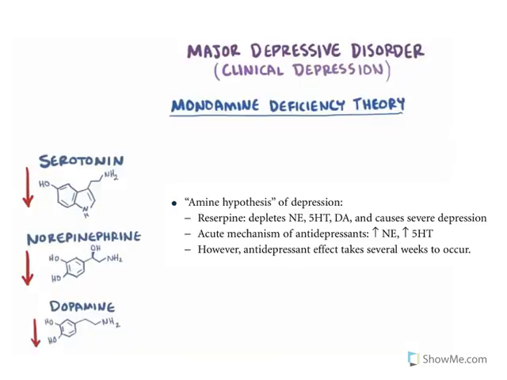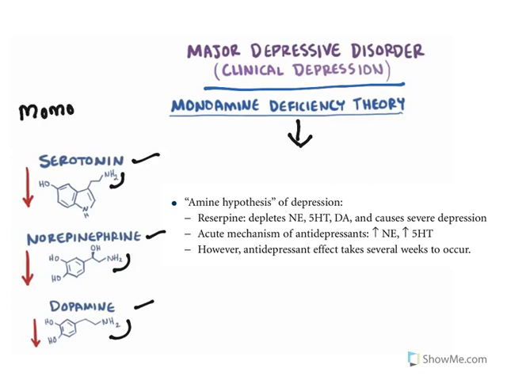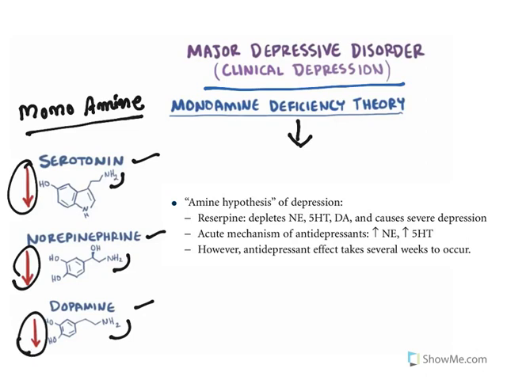Now let us understand the pathophysiology of depression. When you see the pathophysiology of major depressive disorder, there is a theory which explains depression. It is called the monoamine deficiency theory. In the brain we have certain neurotransmitters which contain a single amine group in their structure, like serotonin, norepinephrine, dopamine. These neurotransmitters are called monoamine neurotransmitters. According to this theory, decreased levels of monoamine neurotransmitters in the brain is what is causing depression. This theory is called the monoamine deficiency theory.